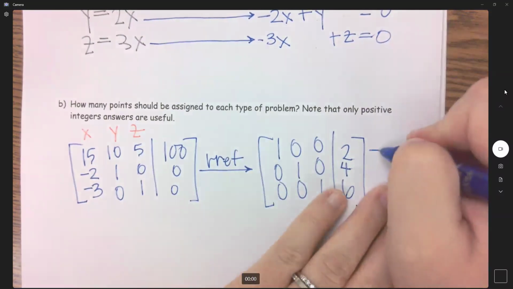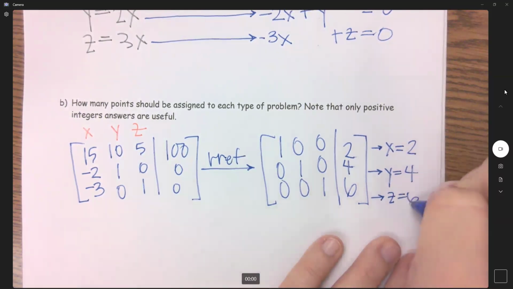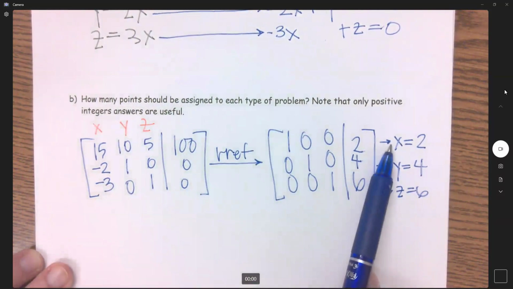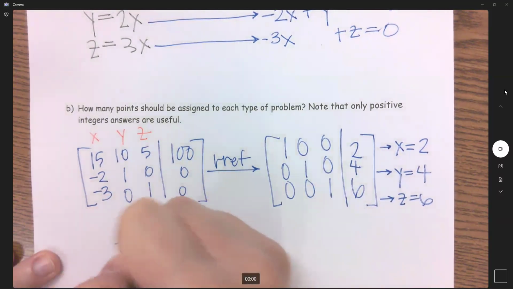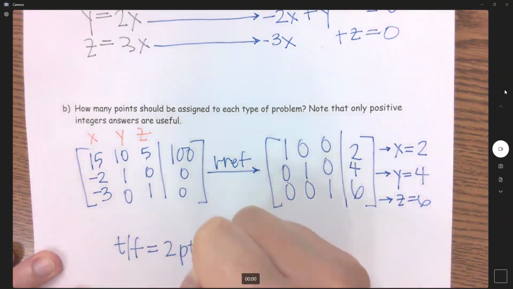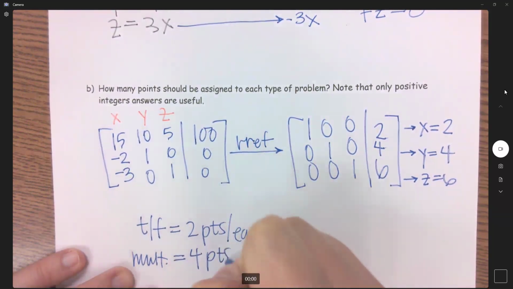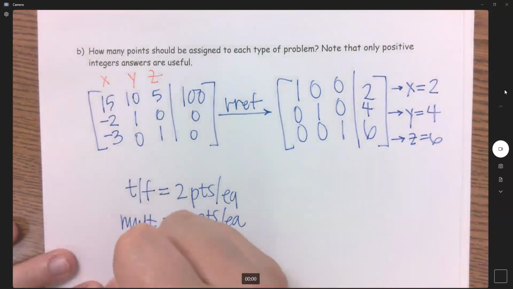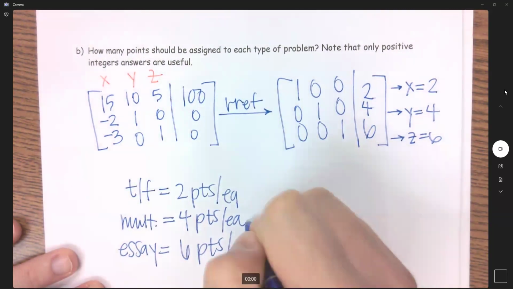Okay. So this one here tells me X equals 2, Y equals 4, and Z equals 6. Now, word problems need word answers. I want to know how many points should be assigned to each type of problem. Well, what did my X represent? We let X represent my true or false. So we have true, false equals 2 points each. What did my Y represent? My multiple choice. And that equals 4 points each. And Z was my essay. And that should be 6 points each.